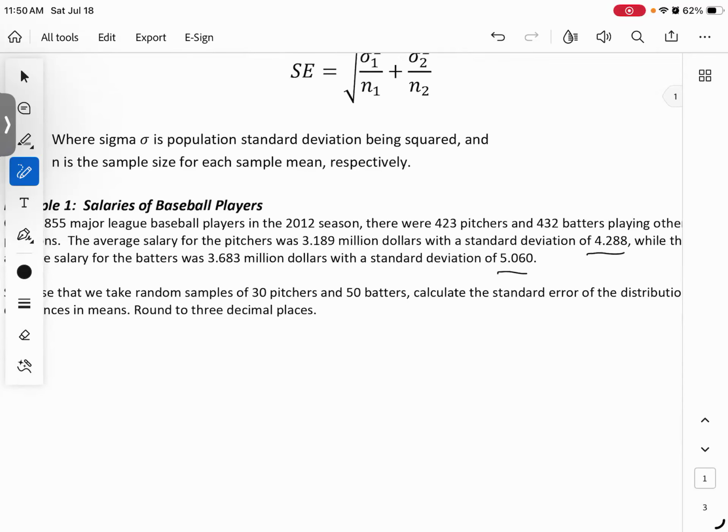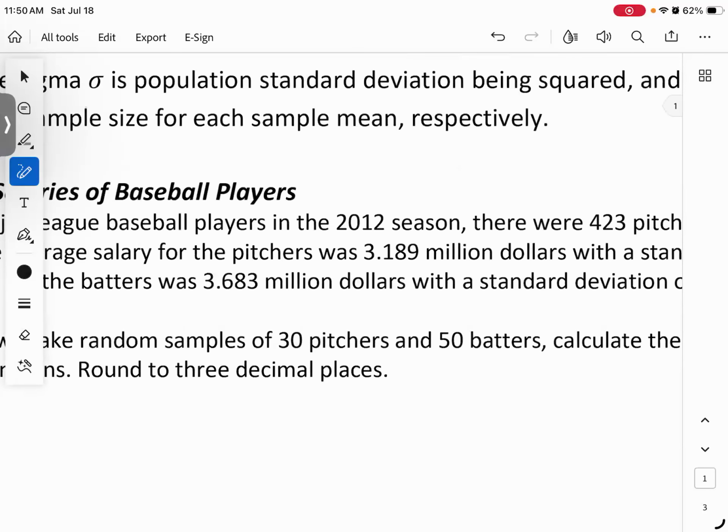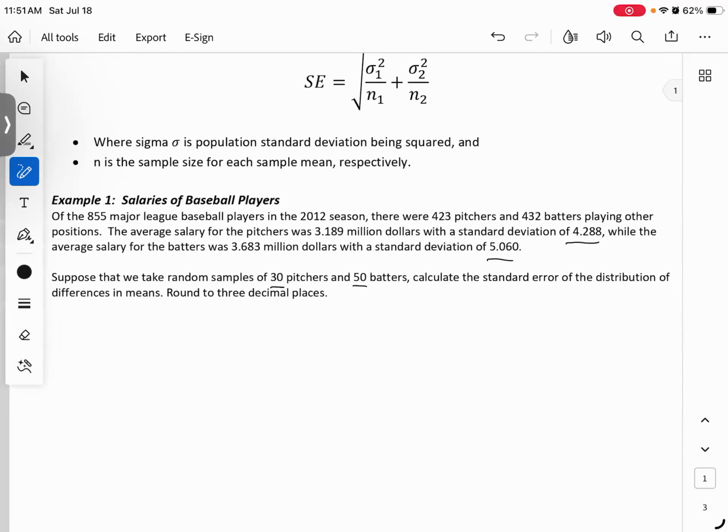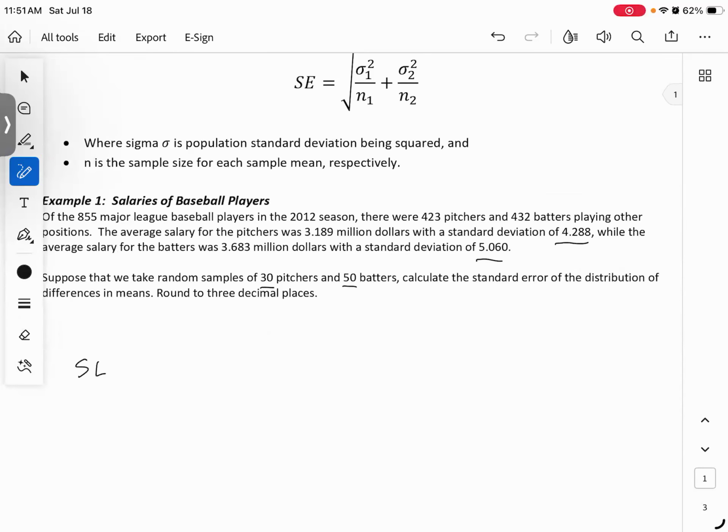5.060. And then what we're doing is supposing that if we were to bootstrap this, we were doing samples of 30 pitchers and 50 batters. What I've underlined so far is everything that we need for standard error. So we would do SE is equal to the square root.